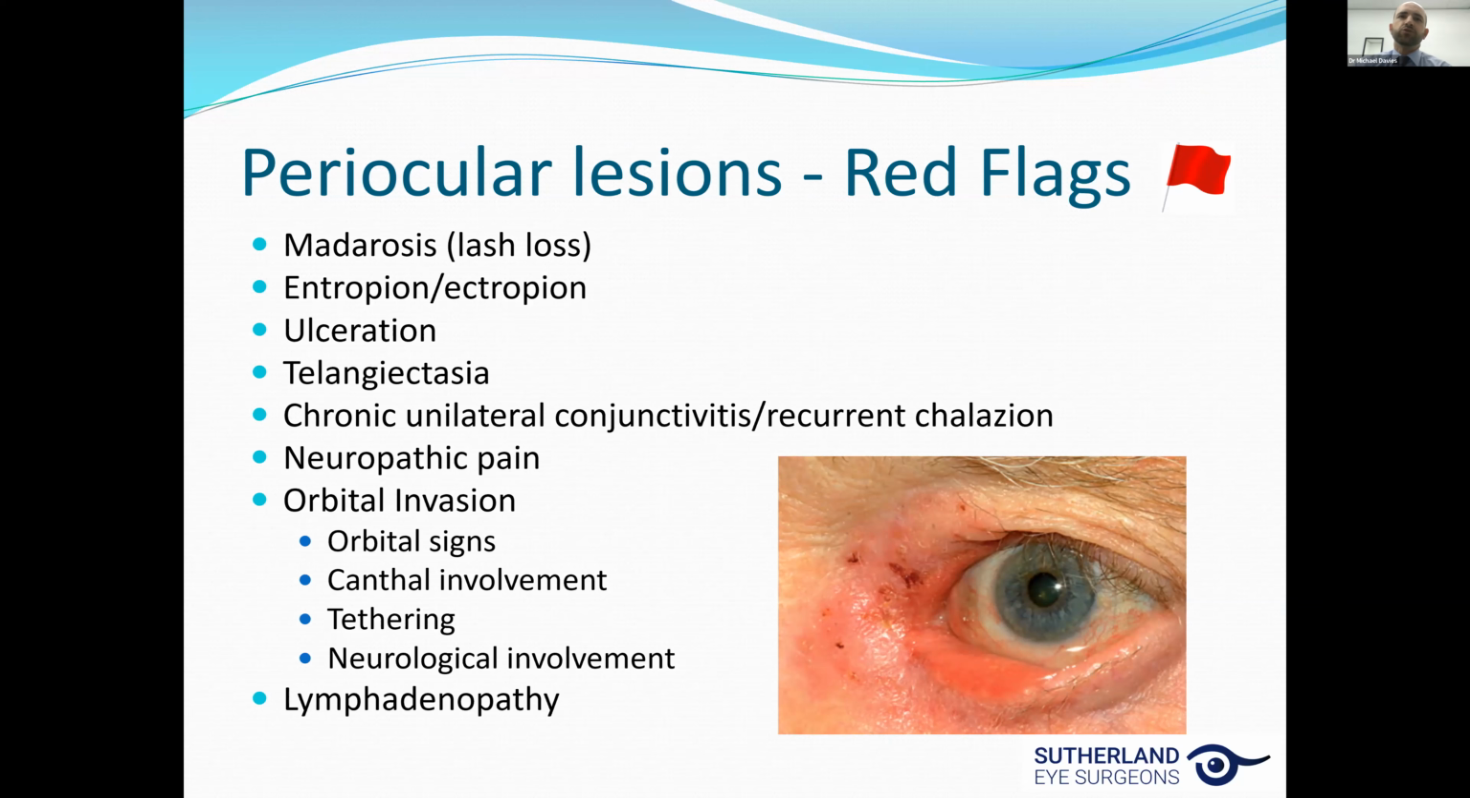By the time you get to orbital invasion, it's usually quite obvious that there's a significant process going on, but orbital signs, so proptosis, motility disturbances, tethering of the globe, and obviously lymphadenopathy if it's spread from there.